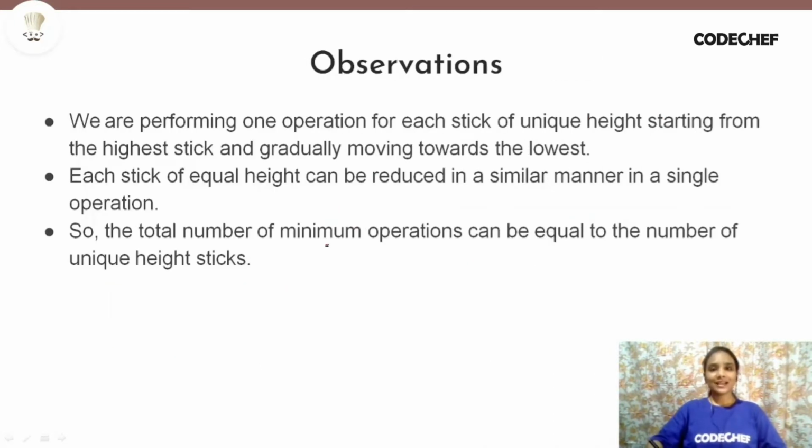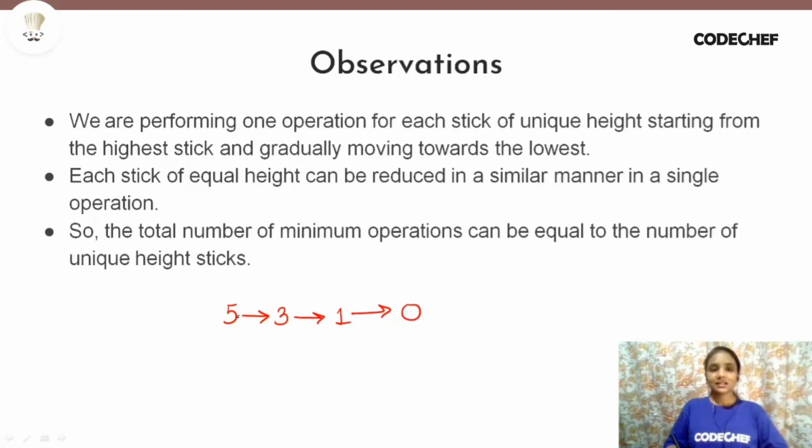So after all the explanation, what can we conclude is that we are performing one operation for each stick of unique height, starting from the highest stick and gradually moving towards the lowest. So like in the example, we started from stick with height 5, and gradually we reduced the stick with height 5 to 3, then from 3 to 1, and then from 1 to 0. So for each stick with unique height, we performed one operation.